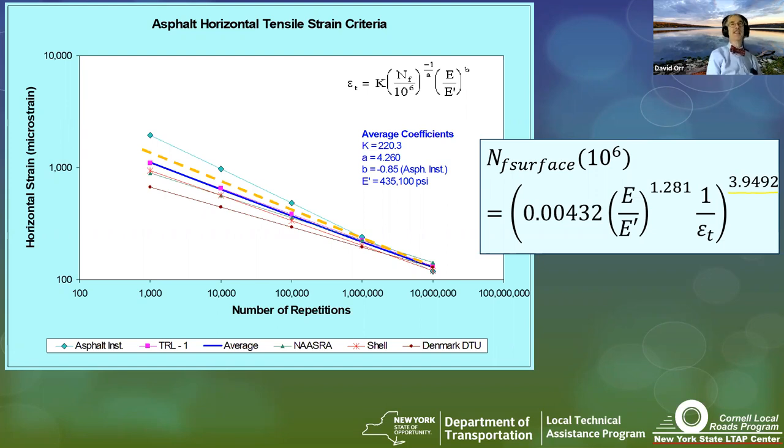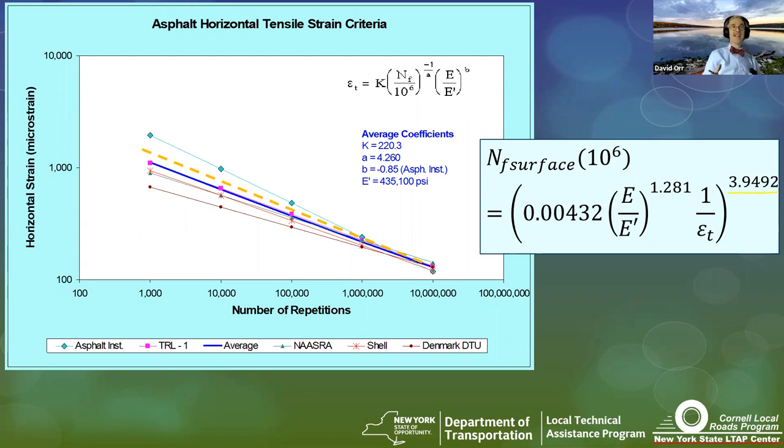Well, the reason I don't like that number is twofold. Number one is, it's too many digits. Do I really believe 3.9492? No, actually. The truth be told, I think the best we could probably say is 3.94 or 3.95, probably 3.95.